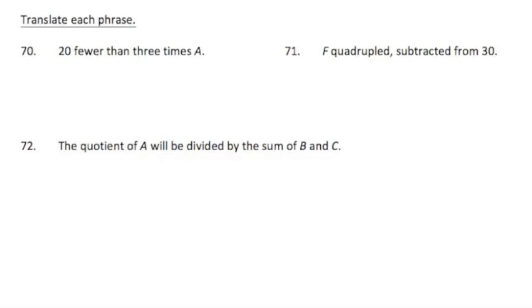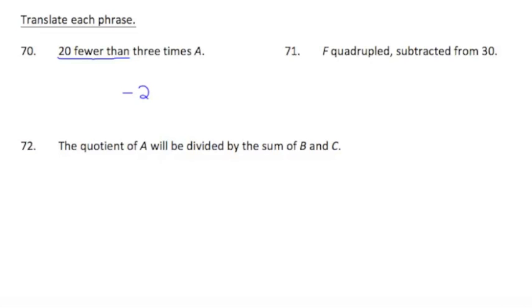All right, the last questions we'll take a look at are 70 through 72, and here we're asked to translate each of these phrases. So we'll start, I'll go ahead and do 70 here. So 20 fewer than 3 times A. Well, we want to split this up into 2 parts here. So 20 fewer than, if we're going to take 20 fewer than or 20 less than, that means we're going to be subtracting 20 from something.